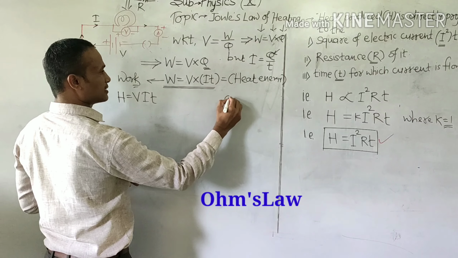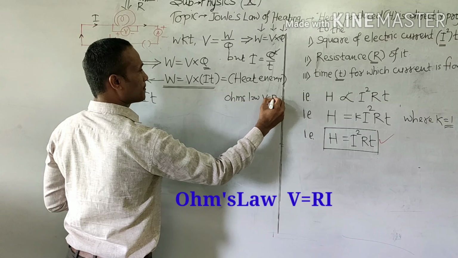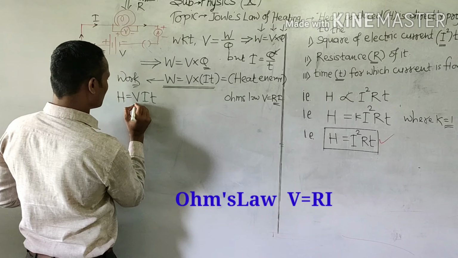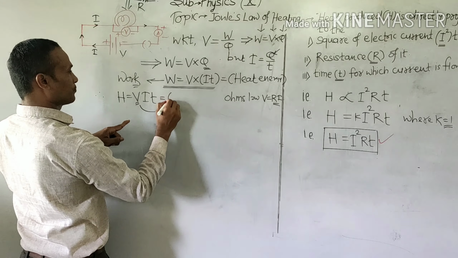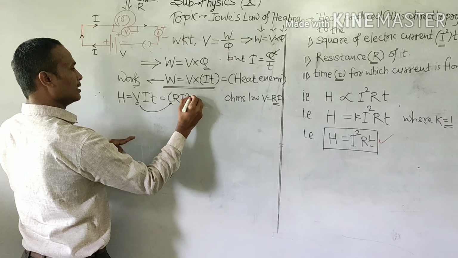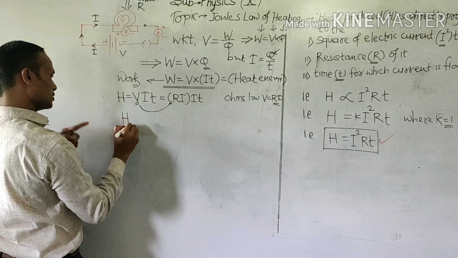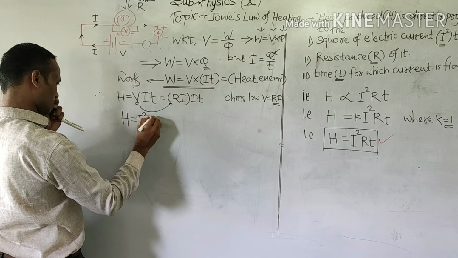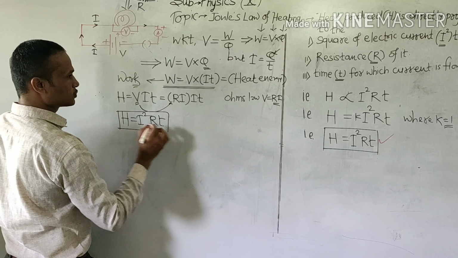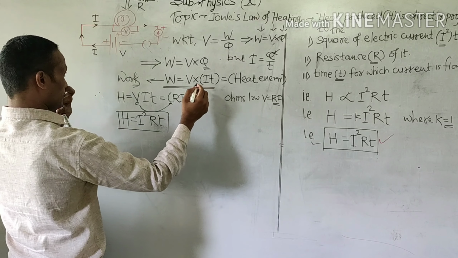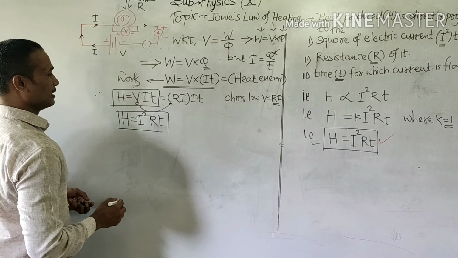But Ohm's law tells us V is equal to RI. So I can replace this V by R into I. So H is equal to R I, that's Ohm's law, into I into T. This I into I will be I square. So H is equal to I square R into T. This is the required form of Joule's law which we got.